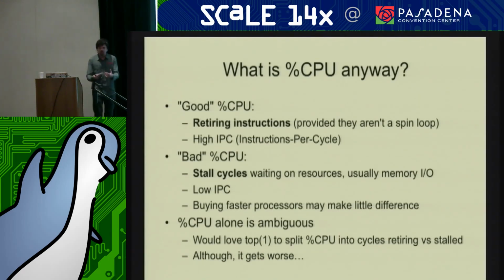And that's really important, because if I'm trying to make deductions based on percent CPU, like we should buy faster CPUs because we know we're CPU bound, well, it may make no difference, because if you're memory I/O bound, faster CPUs just mean you stall faster, but you're not making forward progress faster. So percent CPU alone is ambiguous, and it's a widespread problem, not just in Linux, but in all operating system tops, that they don't split percent CPU into retiring versus stalled, which is what they should do. Although it does get worse.